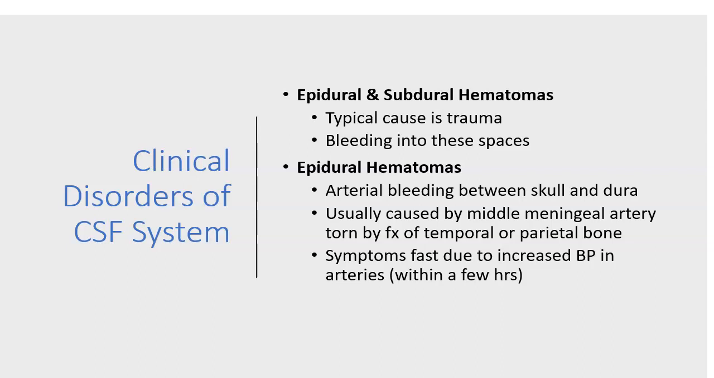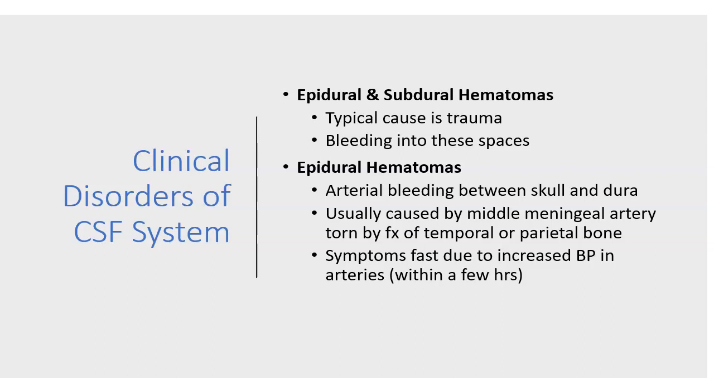We're going to talk more about these in detail next year. But epidural hematomas are when we have the arteries in this space, arterial bleeding between the skull and the dura, in this space above the dura. So it's usually caused by the middle meningeal artery being torn by a fracture of the temporal or parietal lobe.